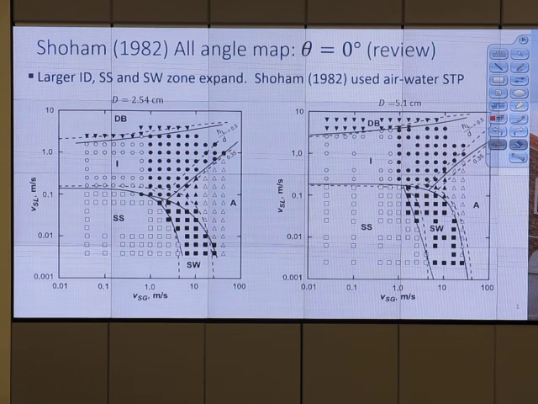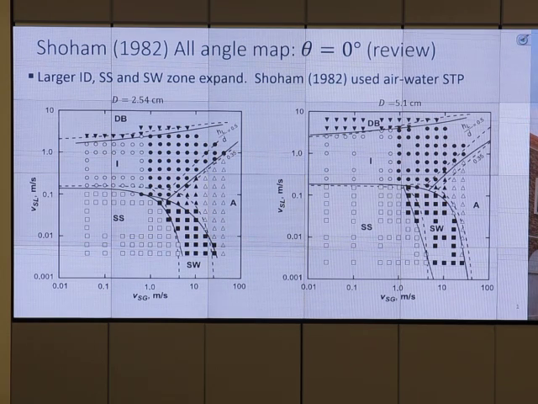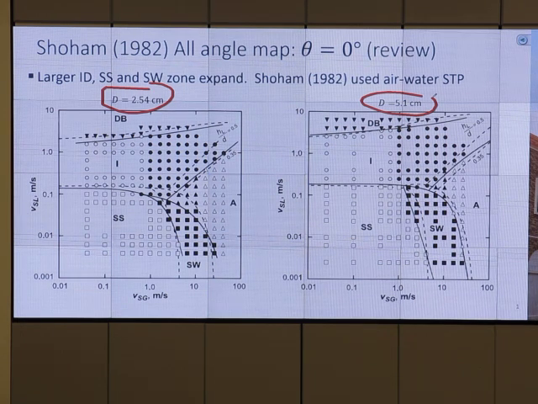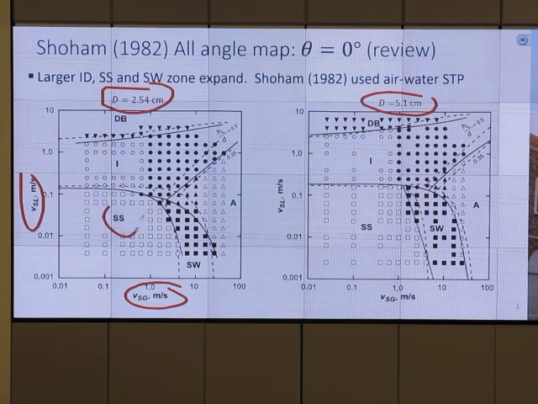Alright, let's cover something. Now we will go through the model that is valid for any angle. Please concentrate. Look at this picture. On the left is for 1 inch, on the right is for 2 inch. STP, standard pressure temperature. VSL versus VST. You will see that if you make the pipe bigger, the flow pattern map looks similar, right? So this part is SS.